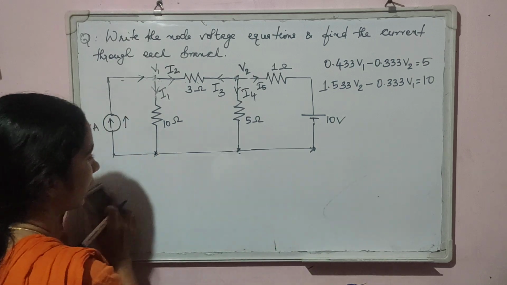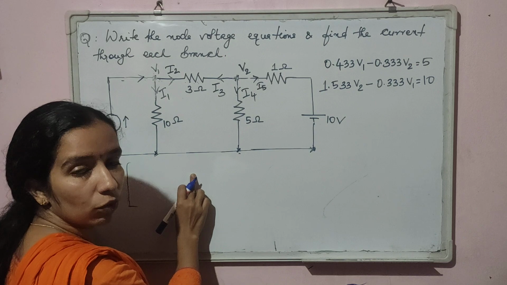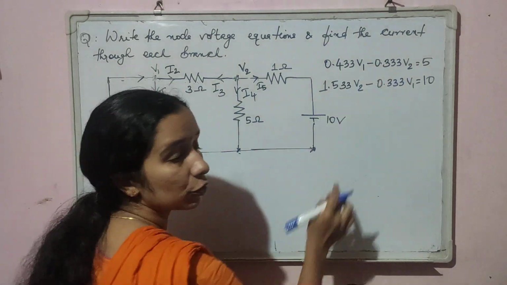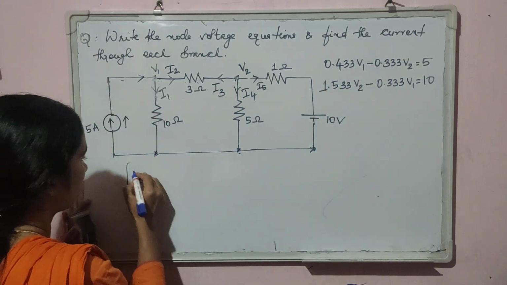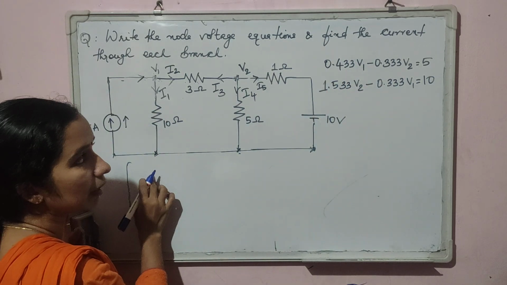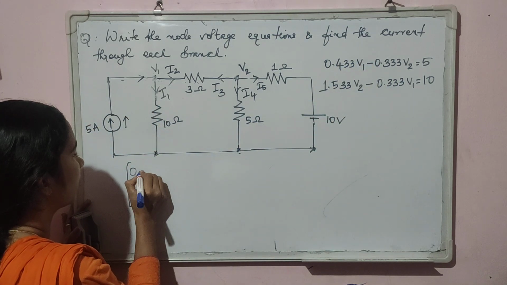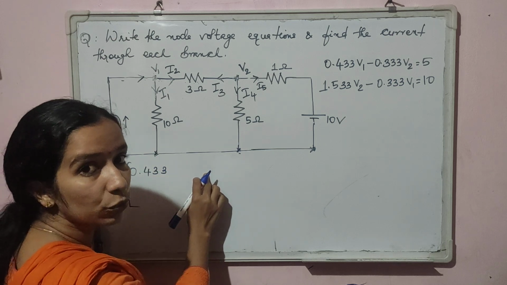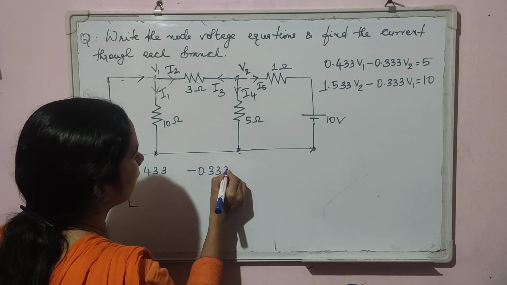So first of all, let us write the coefficient matrix. The first row of the coefficient matrix will be the coefficients of V1 and V2 in the first equation. Looking at the first equation, the first row, first element will be the coefficient of V1 in the first equation, that is 0.433. The second element is the coefficient of V2 in the first equation, that is minus 0.333.